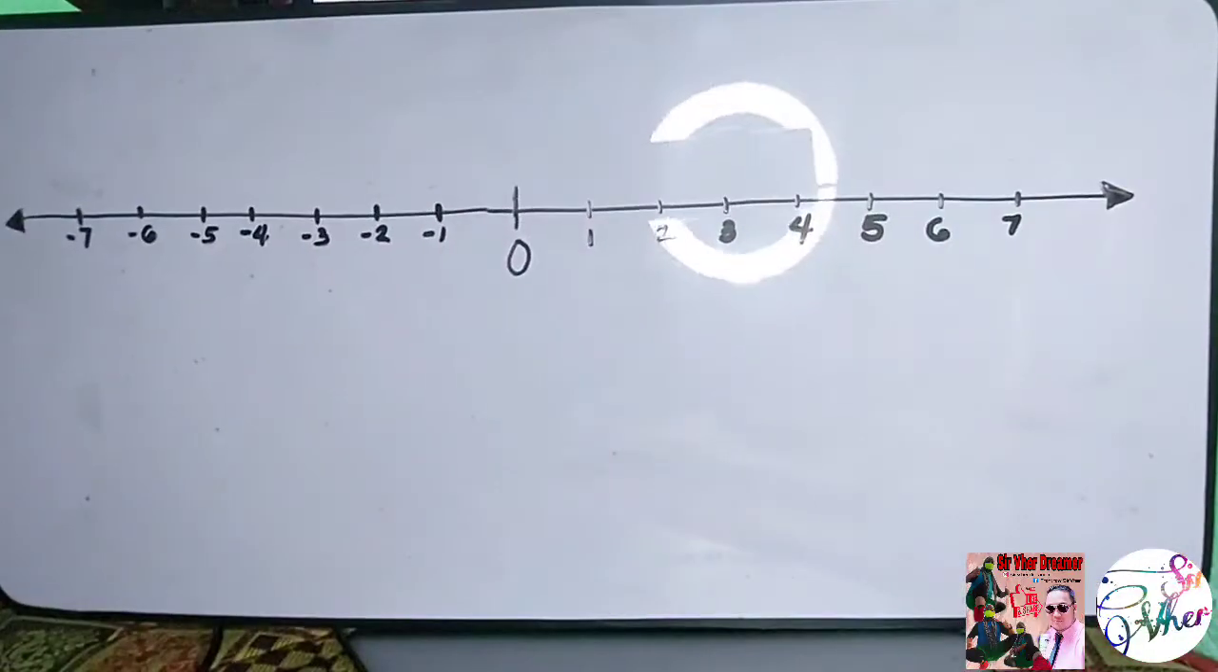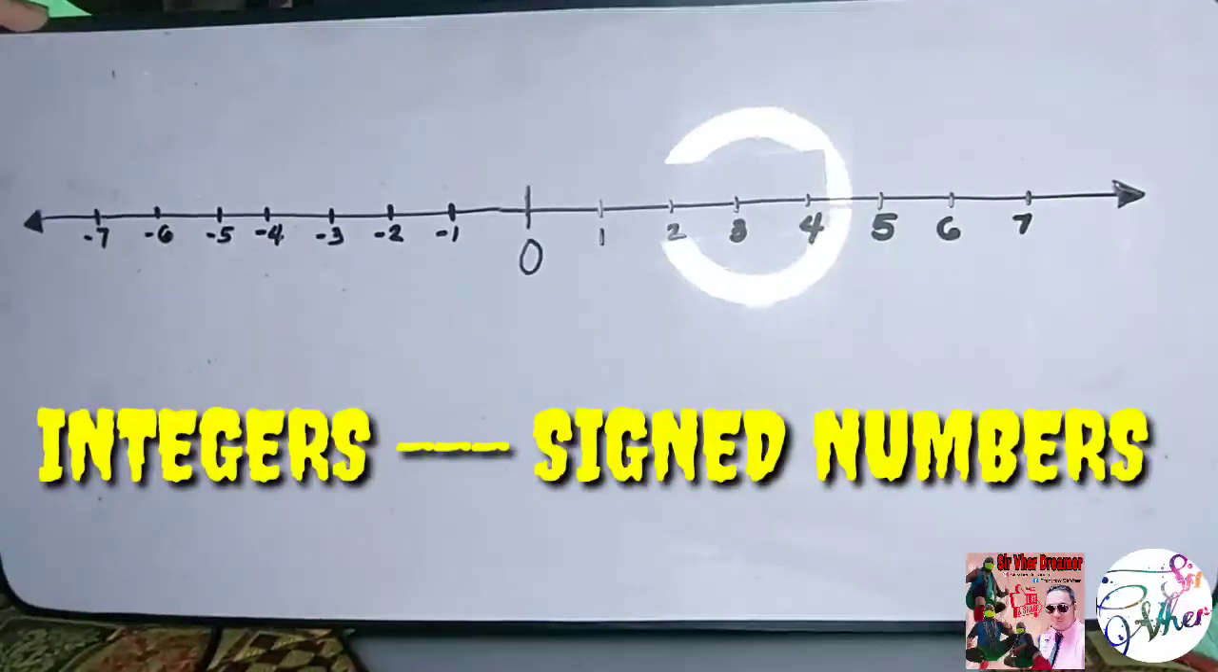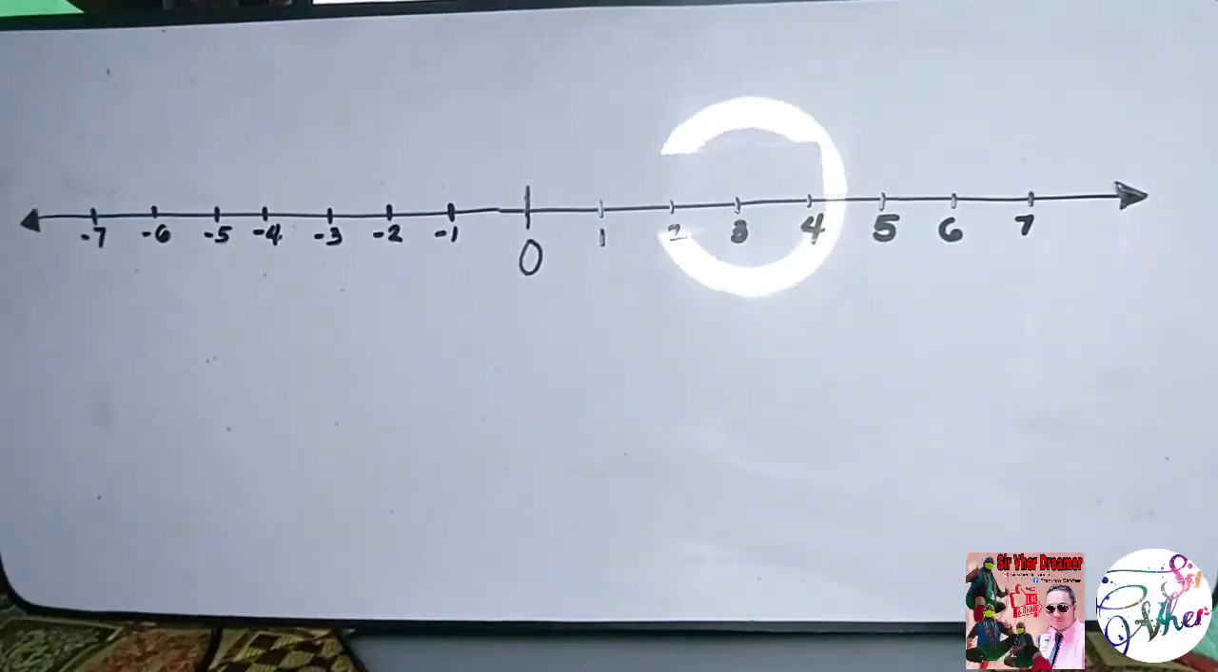Okay, so let's start first with the number line. I will illustrate to you the number line. The set of positive integers, their opposites, and zero are included in the set of integers, which is also known as signed numbers. Okay, did you get it? Integers are also known as signed numbers. Let us illustrate integers using a number line.